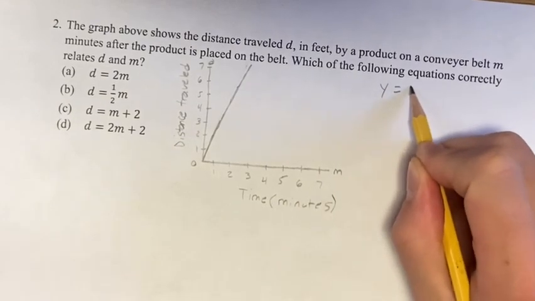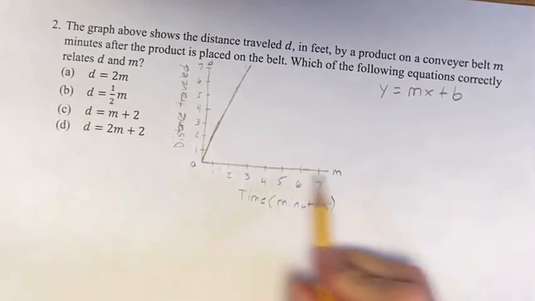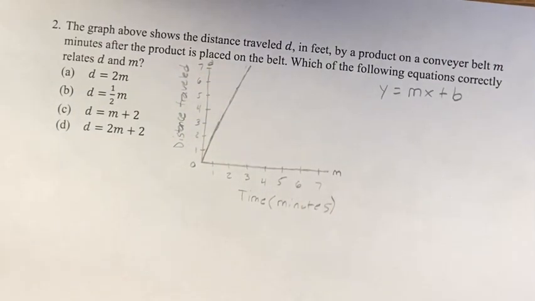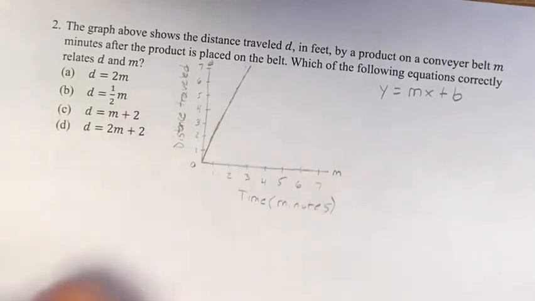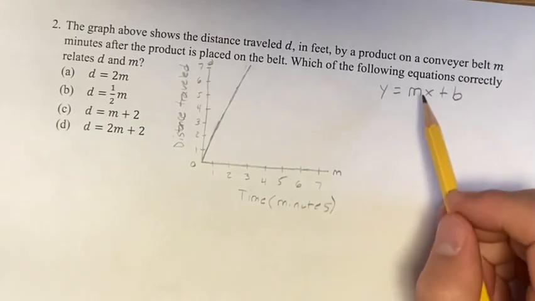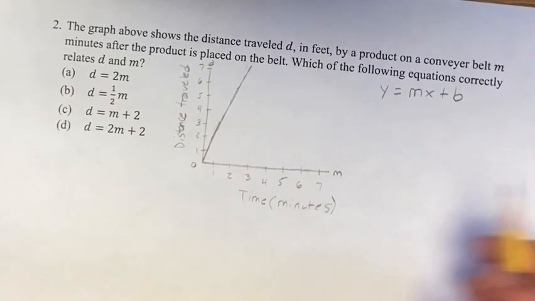So it's going to be y is equal to mx plus b, right? Where we have the y-axis and the x-axis. Ignore the fact that our actual variables are not x and y, they're d and m. We're going to solve the equation with x and y, and then we're going to put d and m back in at the end. That's just because it's going to be a little bit confusing if we have m for the slope and m for the time in minutes. So we're just going to use x and y.